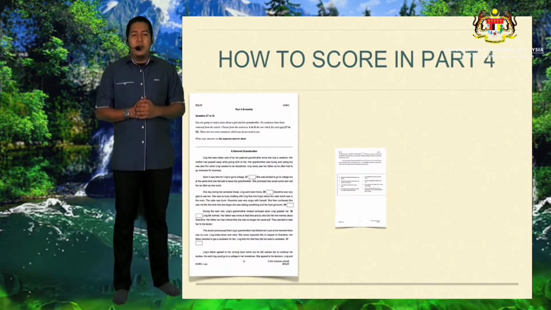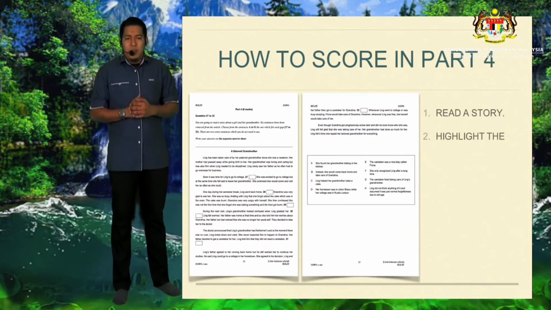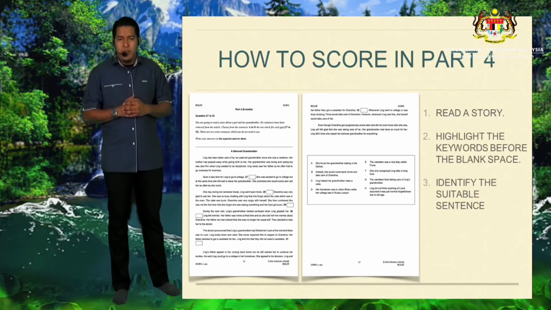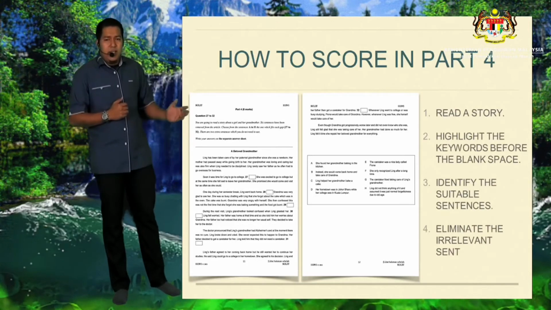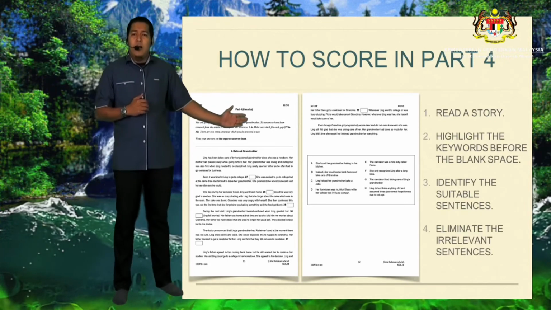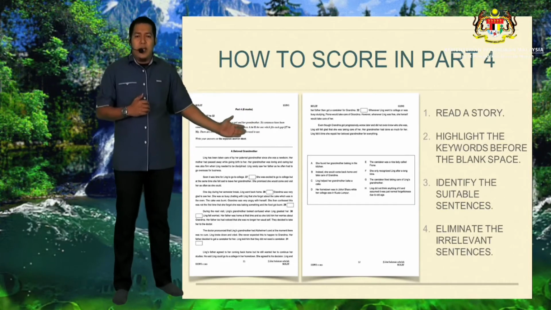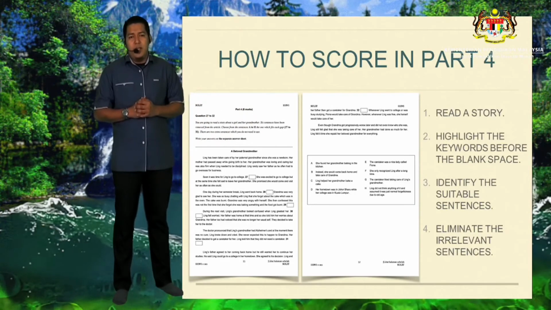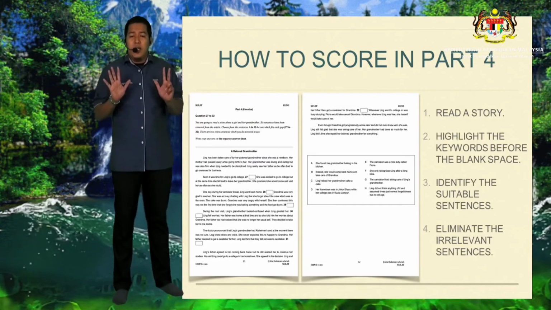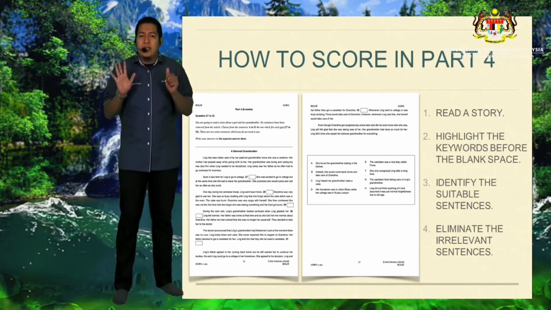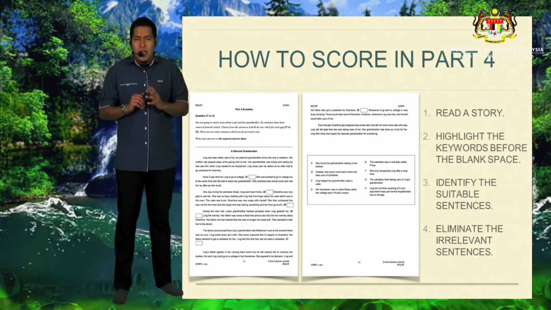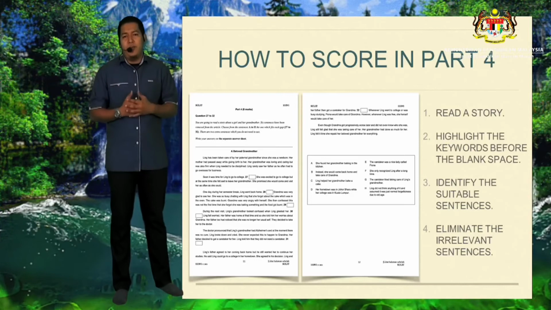Now we move to the fourth part. This part is more difficult than part 3. Why? Because this is about a story. And they give you more answers rather than the blank spaces. Okay? They give you 8 choices, but you only have to fill in 6 answers. So what are you going to do? Let me share how to score in part 4.